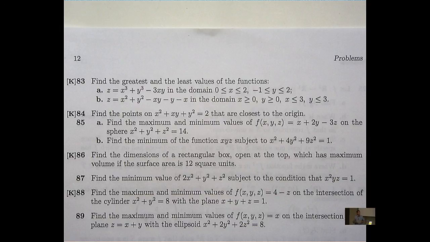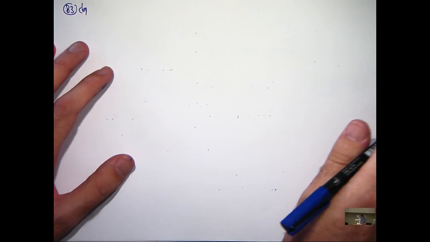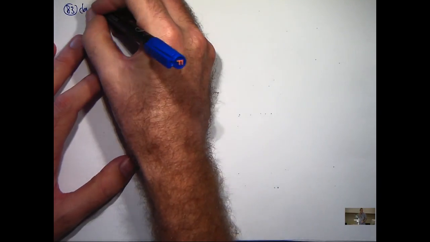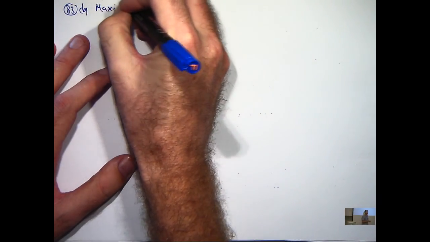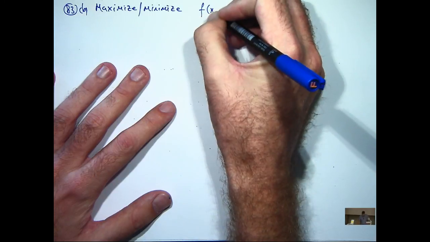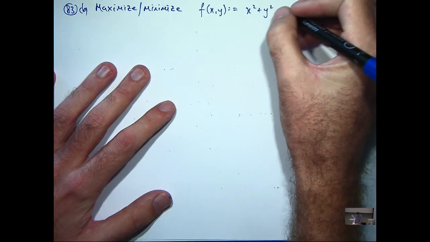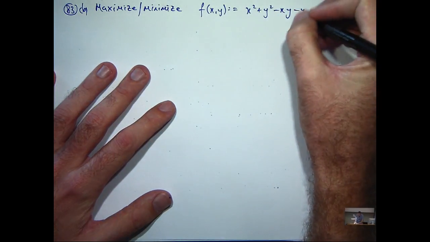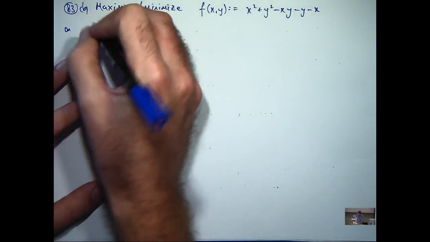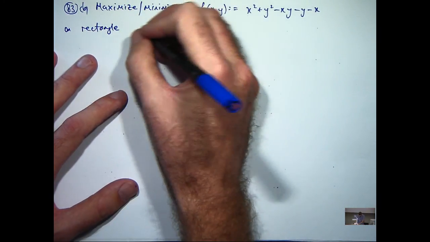Now, let's write down what we want to do. We want to maximize and minimize the following f on the rectangle, which I'm going to call omega.